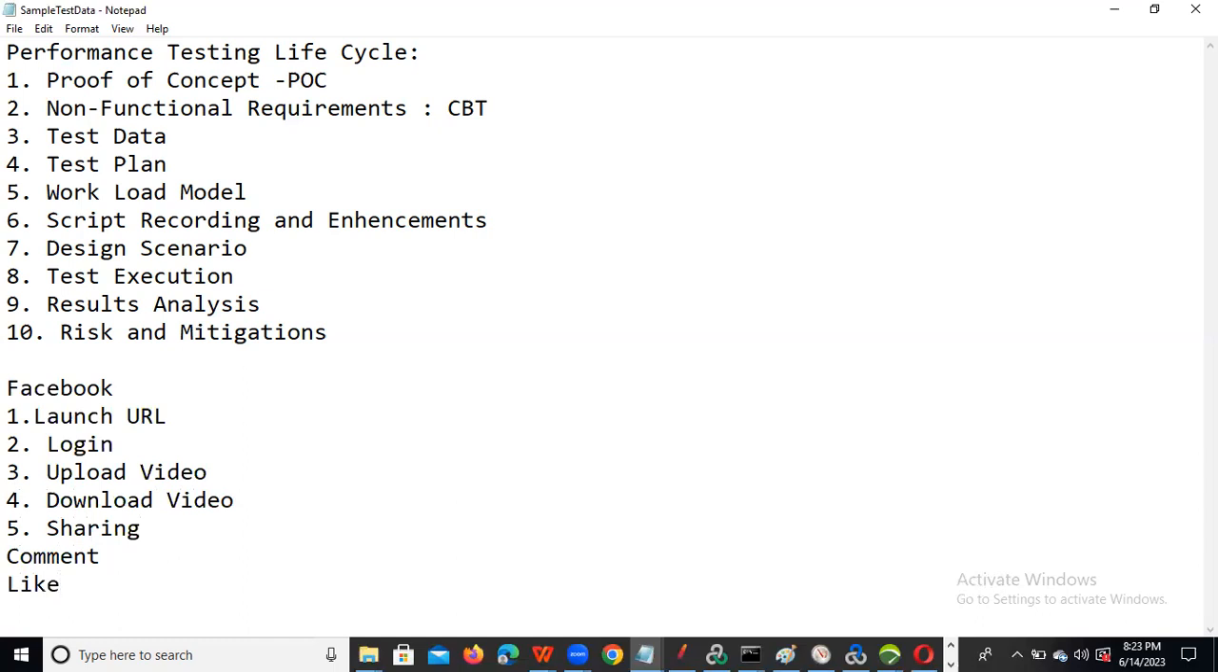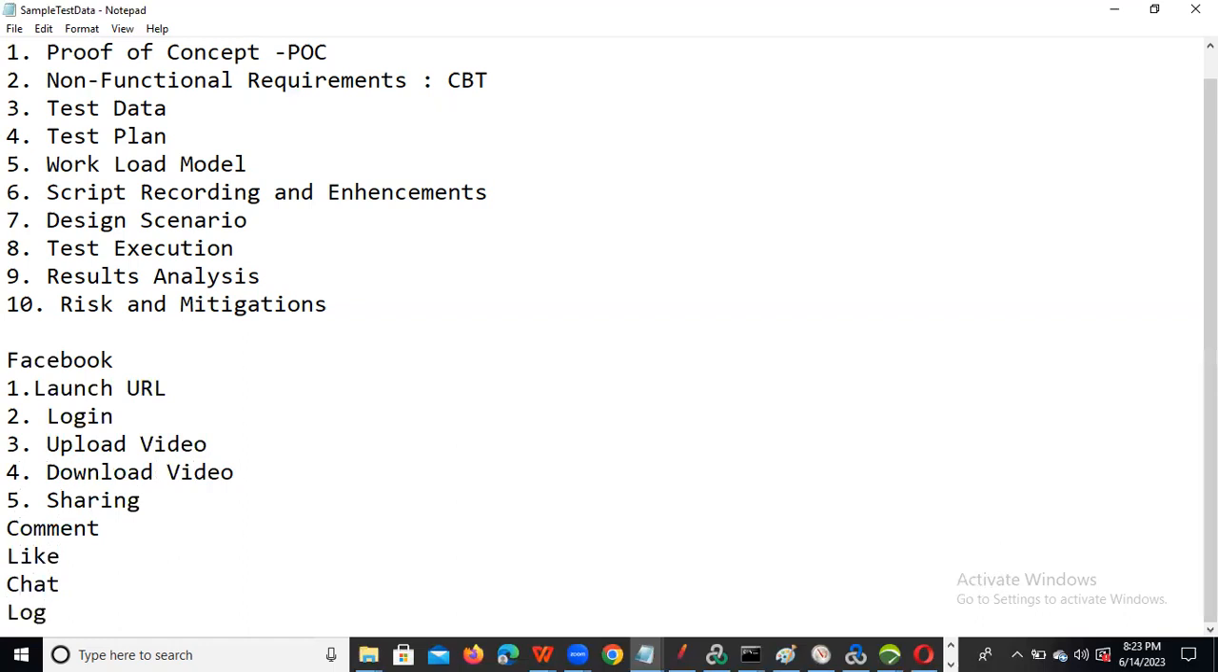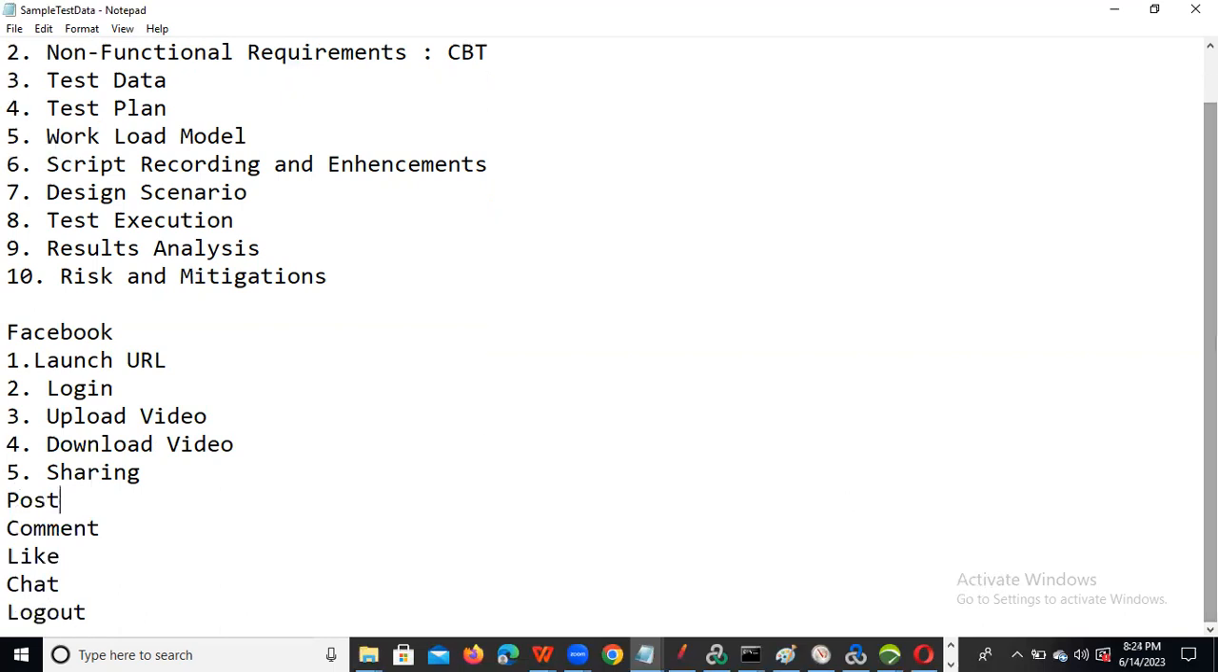and comment, and next will be like, chat, and logout. So these all will be transactions. Apart from this, have we missed any other? Post ad. Okay. Post. Okay. So these all will be the Facebook scenarios.